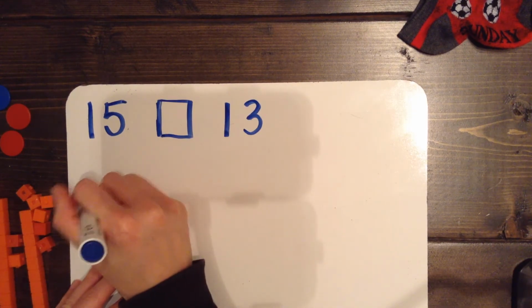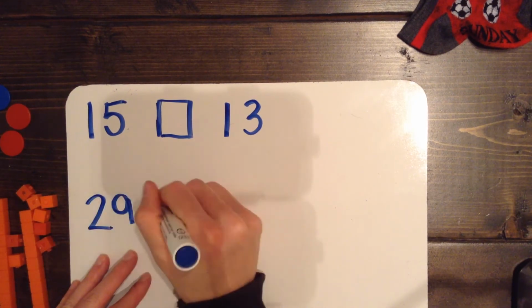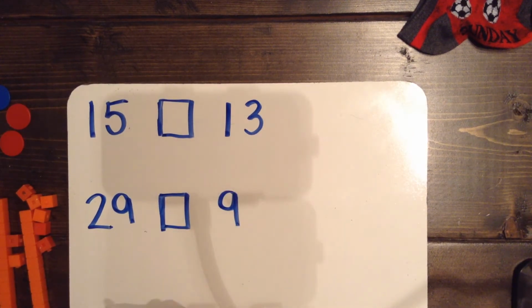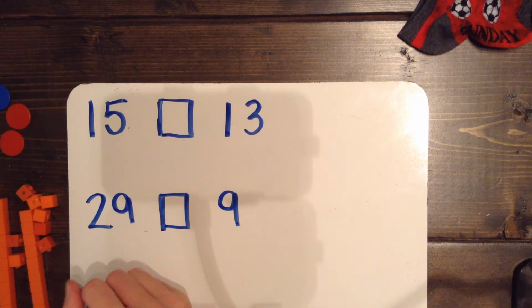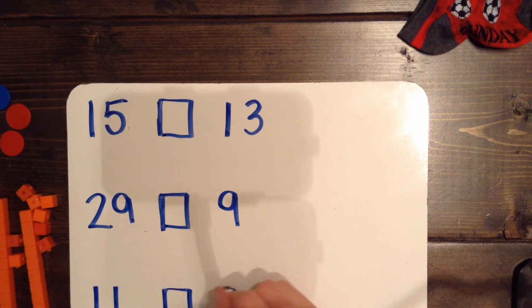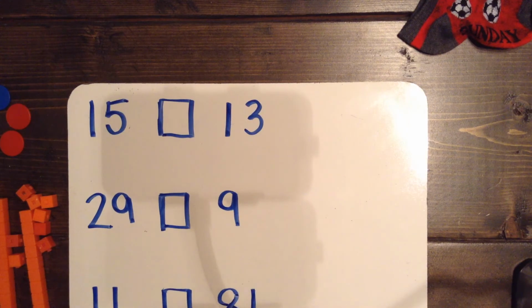And then, after that, compare the number 29 with the number 9. And last, try comparing the number 11 with the number 81. Put the symbol in the boxes. Good luck, and remember to practice.